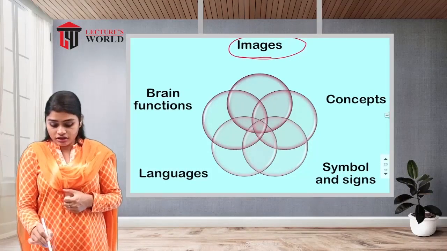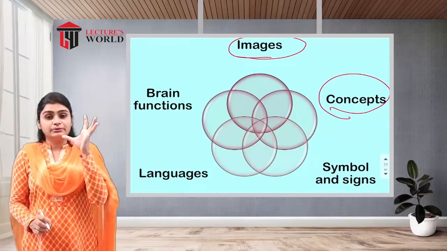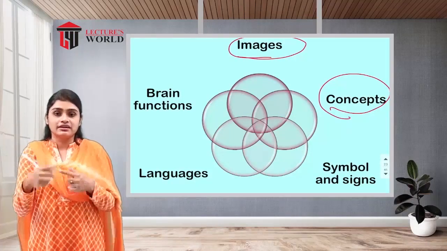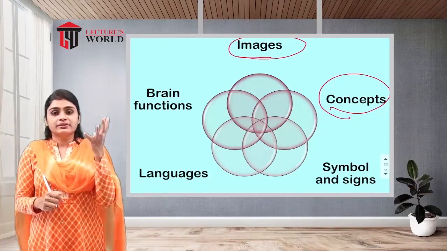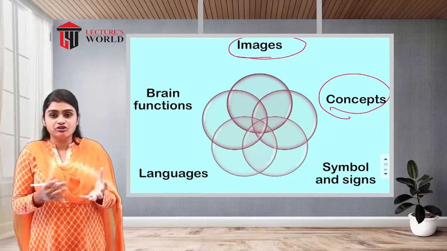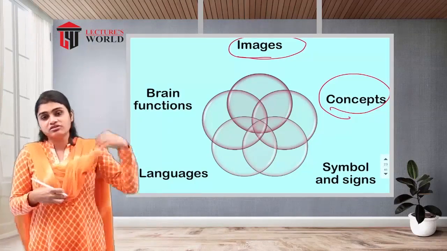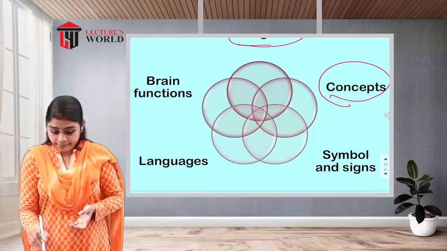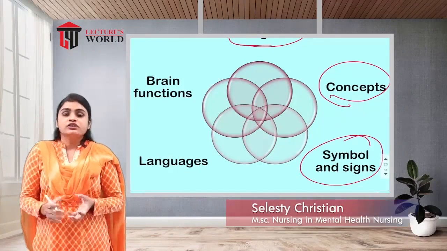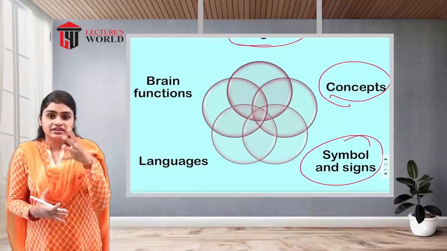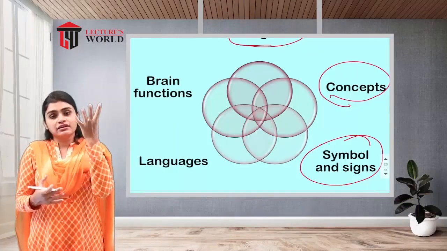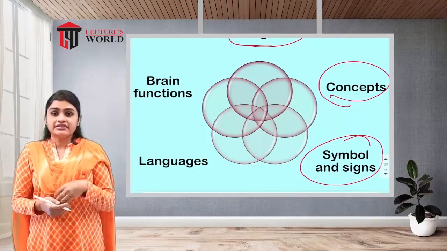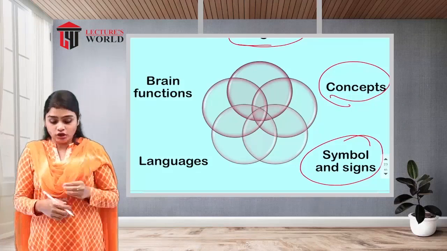The second one is concepts. That means ideas come into our mind. When ideas are there, only then will the thinking process be started or initiated. So concepts are the ideas or abstract thoughts in our mind about specific situations, persons or objects. Then symbols and signs. All those things we are thinking will be present in the form of symbols and signs. So symbols and signs play a role in developing the thought process.